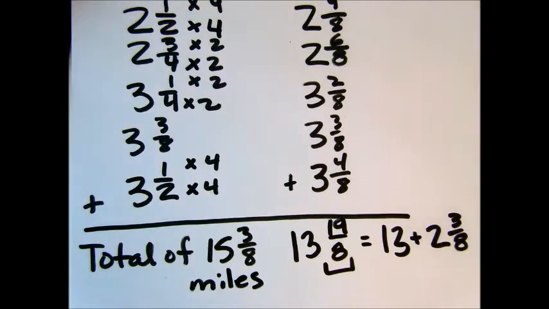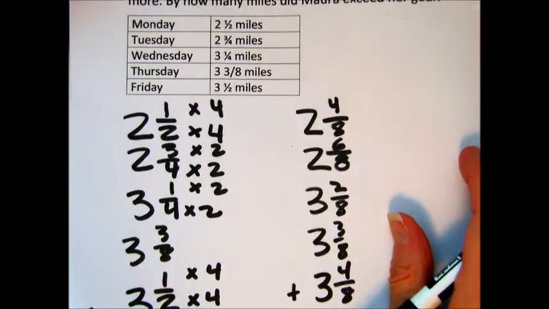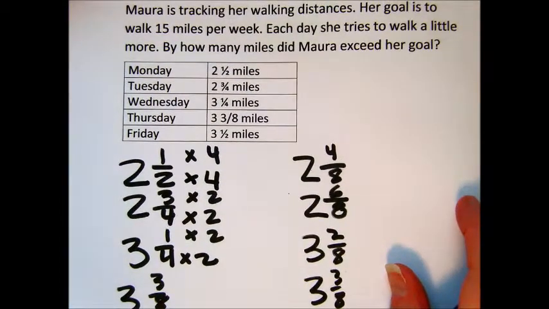Now you might think that you're done. Sometimes when we have a big problem like this, where there's multiple things going on, if you solve one part or the first part, you might think, okay, I'm done. I can move on to the next question. But let's go back and review the actual question and remind ourselves what we're really looking for. By how many miles did Mara exceed her goal? So remember, her goal originally was 15 miles. We want to figure out how many miles extra did she walk.